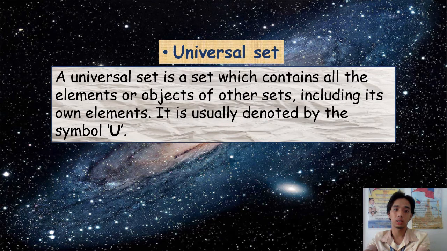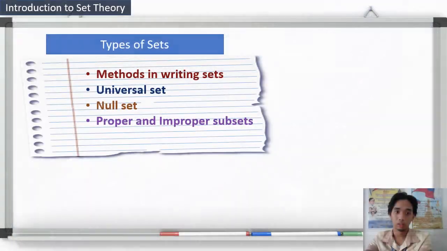So universal set. A universal set is a set which contains all the elements or objects of other sets, including its own elements. It is usually denoted by the symbol U. So universal set simply means that the set that contains all the elements of other sets. Nasa kanya na lahat ng elements ng mga ibang set. So now we are done with methods in writing and universal set. Let's go ahead and find out what is null.